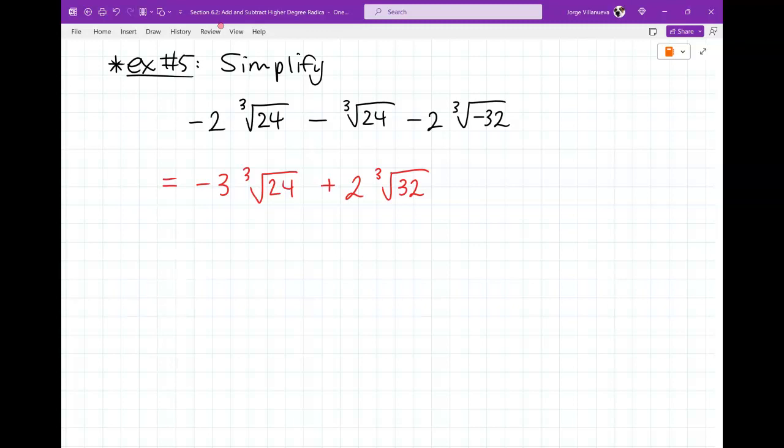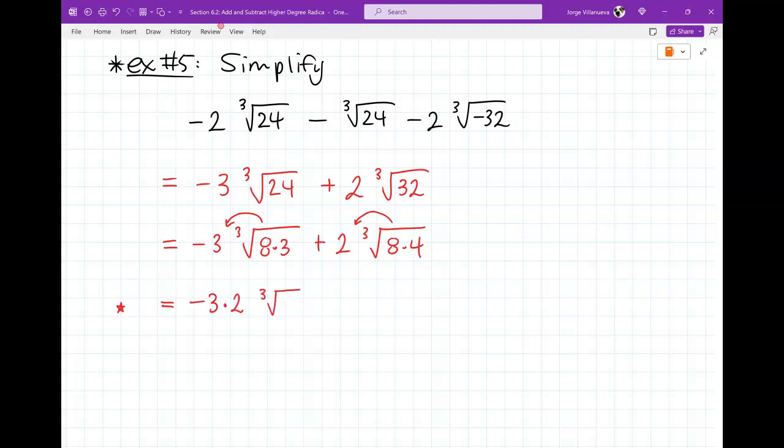So here we go. Let me rewrite this. Negative 3 cubed root of 8 times 3 plus 2 cubed root of 8 times 4. And I like using 8 because it has a cubed root. If I could use 27 or 64, 125, those are great numbers, because they do have cube roots. So I'm going to move the 8 out of both of them. Again, here's a step that is not necessary. You don't have to write it down if you don't want to. You can just do it in your head. When the 8 comes out, it becomes a 2. So it's negative 3 times 2, cubed root of 3, plus 2 times 2, cubed root of 4.